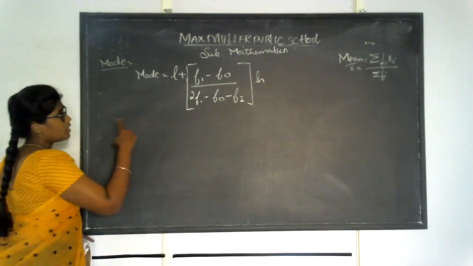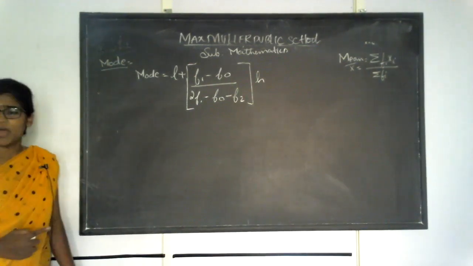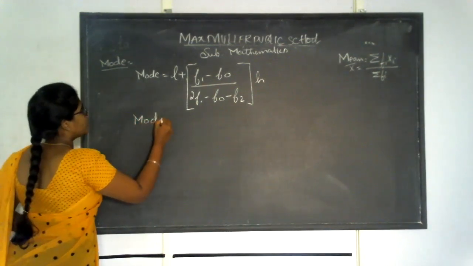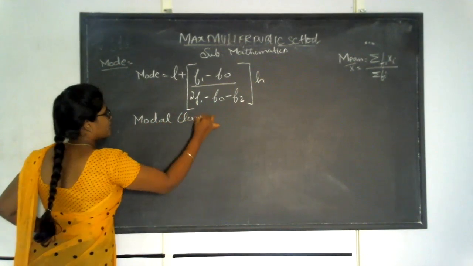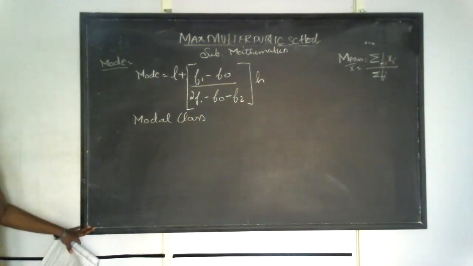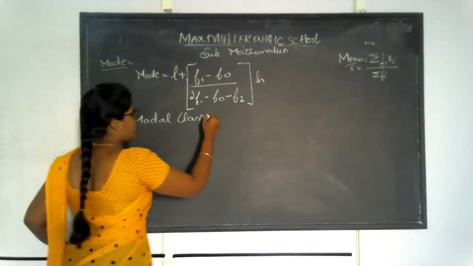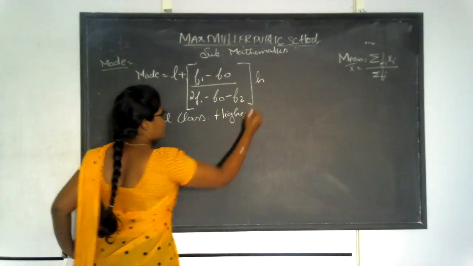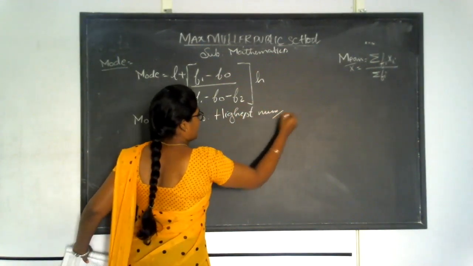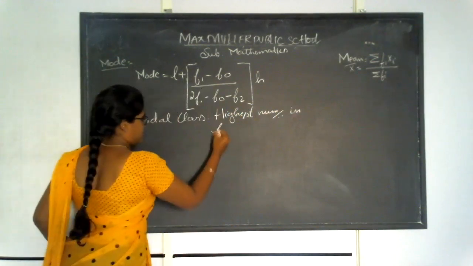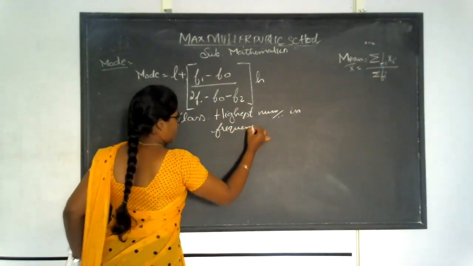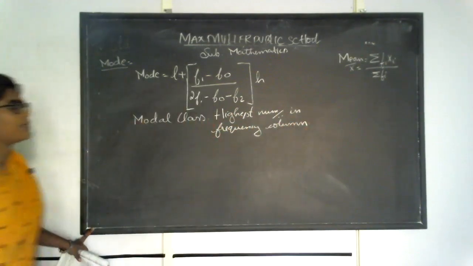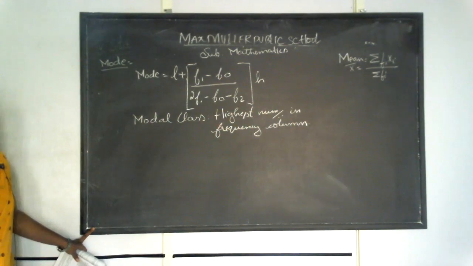Now, when you want to use this, you need to find the modal class first. How are you going to find the modal class? The modal class is the class with the highest number in the frequency column. The highest number in the frequency column will give you the modal class.